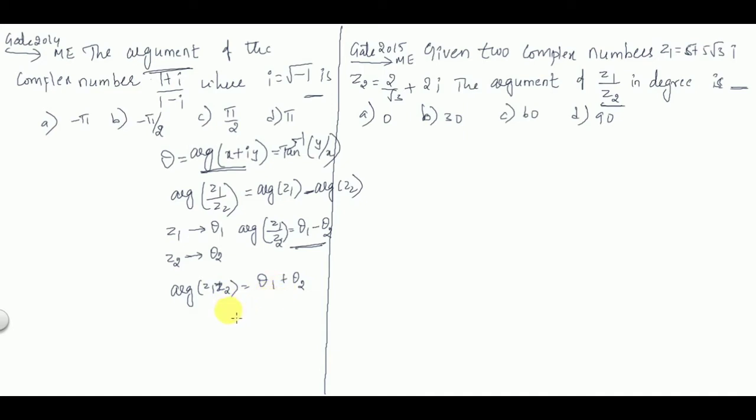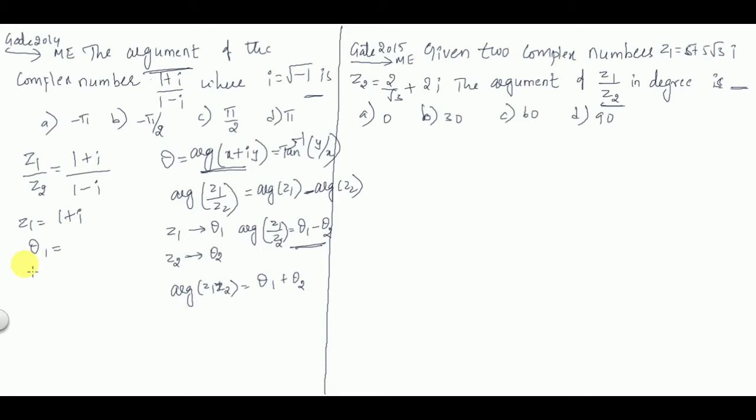Right. So here the complex number is of the form z1 by z2 only: (1 plus i) divided by (1 minus i). Yes or no? So z1 by z2 form only. So z1 is 1 plus i, and I am finding the argument of that. That is, I am considering the argument as θ1.